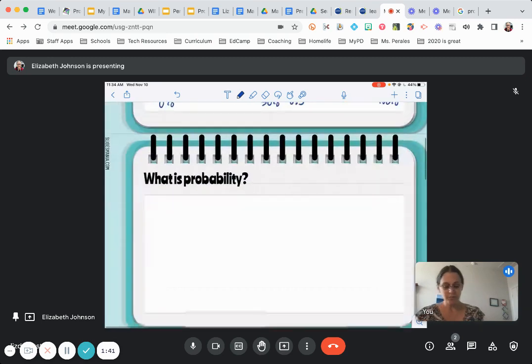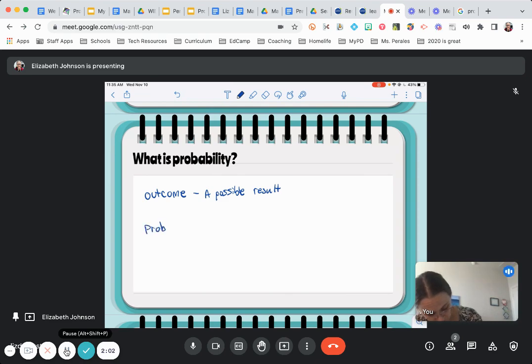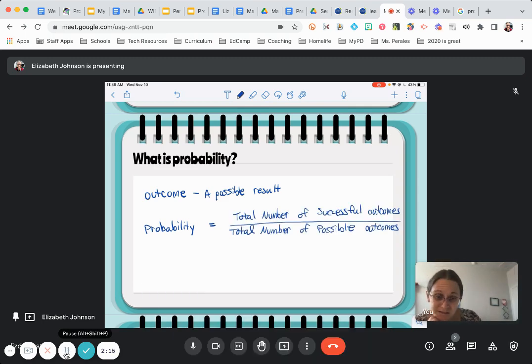Let's talk a little bit more about the formal definition of a probability. There's usually more than one way that something can happen when we talk about events. And the ways that something could happen, or all the different possibilities, are called outcomes. So an outcome is just a possible result that could happen. And when we want to define probability, we could say the probability of an event occurring is going to be equal to the total number of successful outcomes over the total number of possible outcomes. So this is our formal definition of probability.